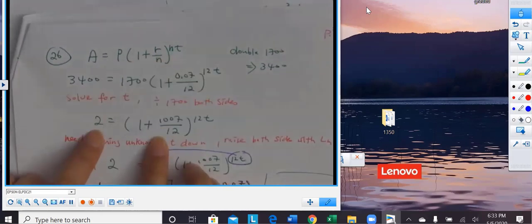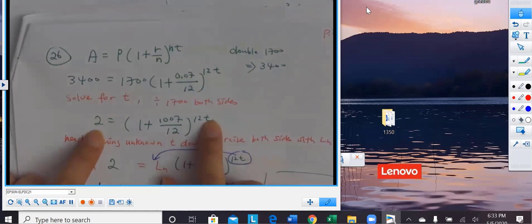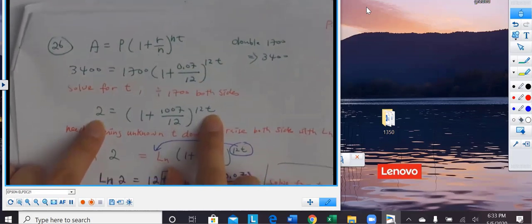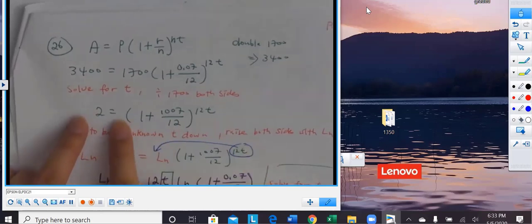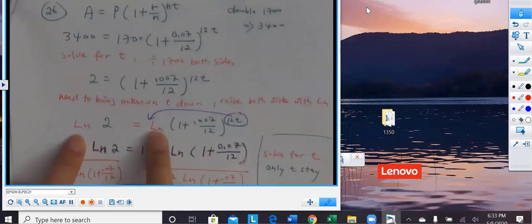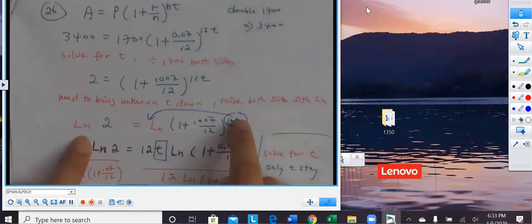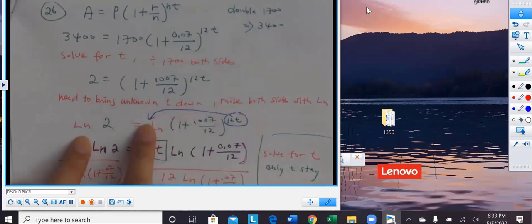So you got this. I'm solving for t. The problem is t is in the exponents. In order to solve something in the exponents, either make both sides with the same base, which I can't, or raise both sides with ln or logs. Your book likes to do ln, so we put ln on both sides. Once you have ln, you can apply that property to bring down the exponents.